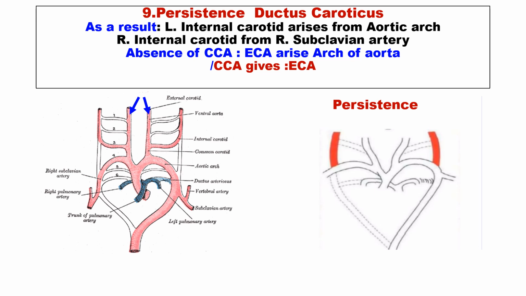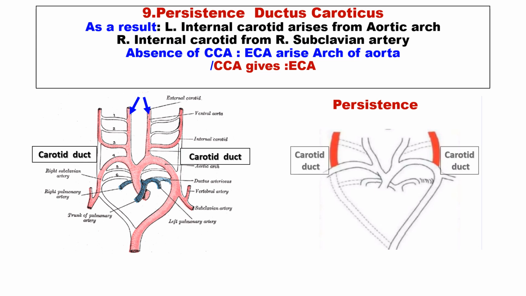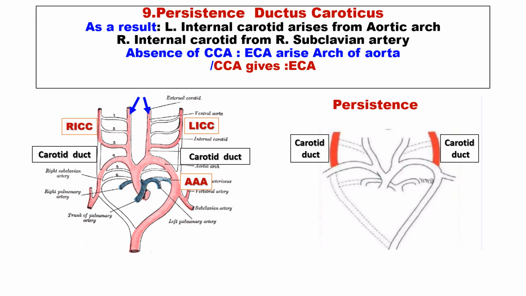Persistent ductus caroticus. In the anomalies related to the persistent ductus caroticus, the left internal carotid artery arises from the arch of aorta and right internal carotid artery arises from the right subclavian artery. It can be correlated with absence of common carotid, and external carotid artery may also arise from arch of aorta.